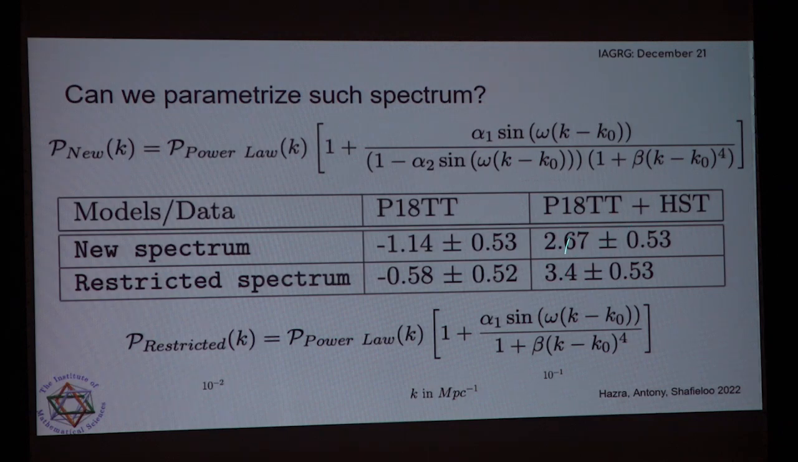If you use the HST prior, then you get much better evidence for these models. For example, this gives you a strong evidence for the model 3.4. Okay.